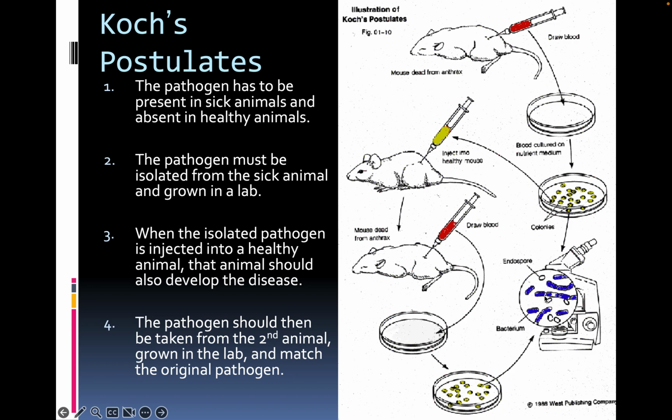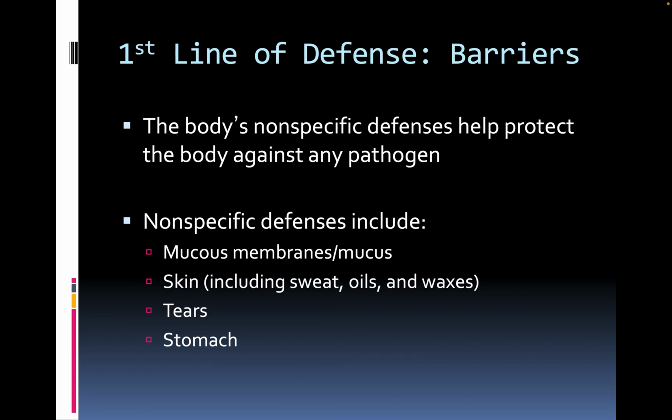So you could microscopically look at those. They should be the same bacteria. And if that's the case, then you know that this bacteria caused that disease in the original mouse. So that's how it works. And they still use that today to identify unknown diseases in humans.